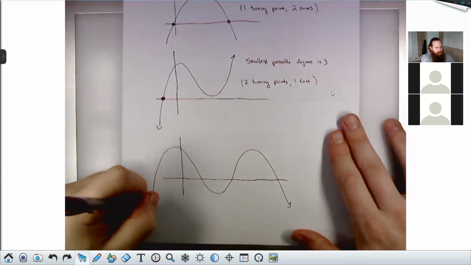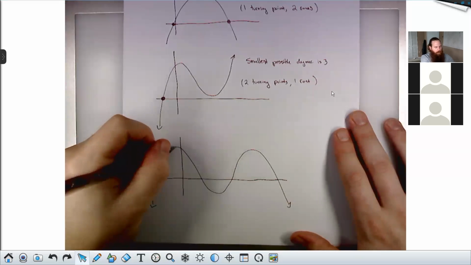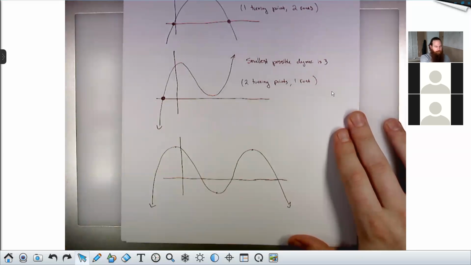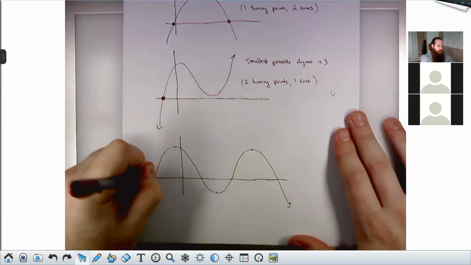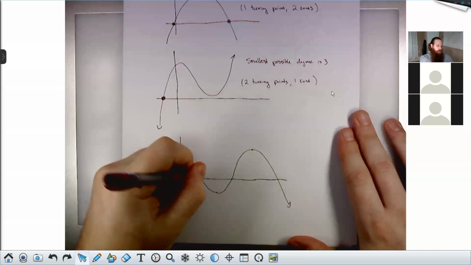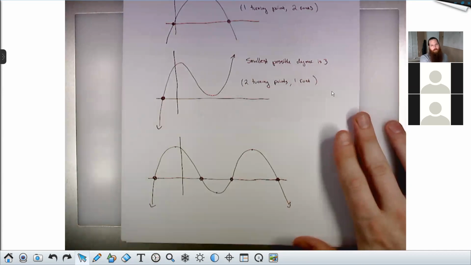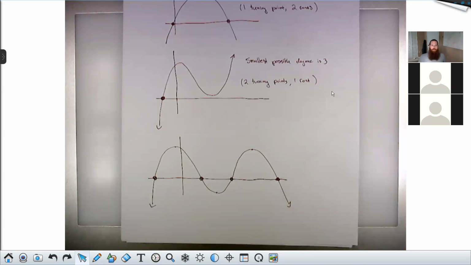Okay, how many turning points does this bottom guy have? I got 1, 2, 3 turning points. How many roots does he have? I've got 1, 2, 3, 4 roots. So remember, each root is coming from a factor. So this has to have 4 factors. 4 factors and 3 turning points. What's the smallest possible degree?